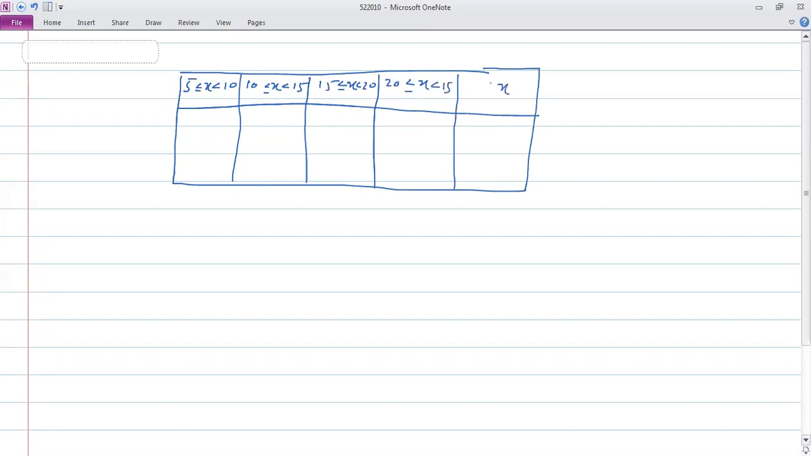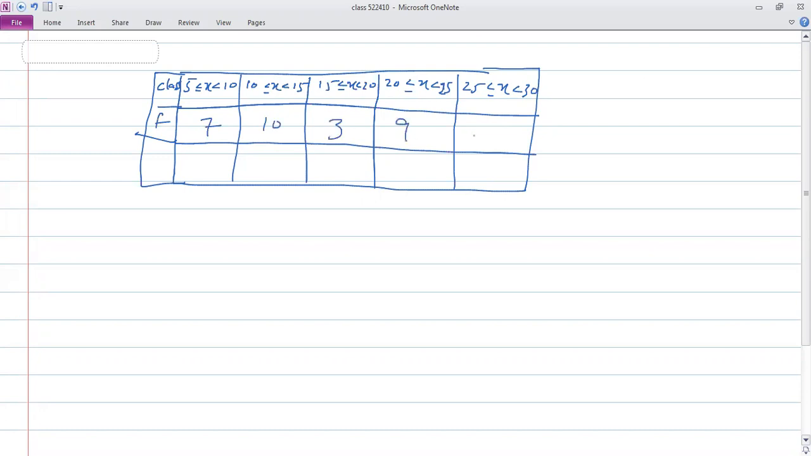And then x greater than or equal to 25. Sorry, by mistake I wrote 15 earlier; it should be 25, and then x greater than or equal to 25 and less than or equal to 30. Suppose here I'm having their frequencies. This is the group, and here is the frequency. Suppose it has frequency 7, it has 10, it has 3, it has 9, and it has 11.